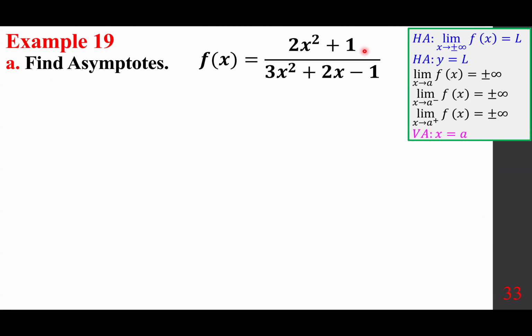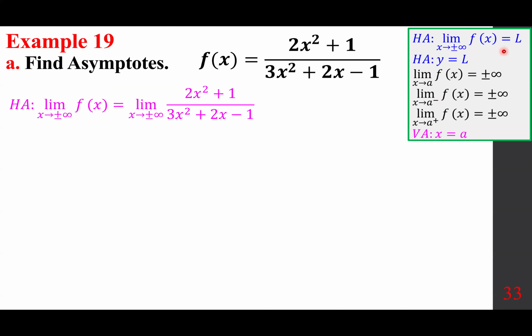F of x is 2x squared plus 1 over 3x squared plus 2x minus 1. We want to find the asymptotes. Horizontal asymptotes, you have to take the limit as x approaches plus minus infinity. I'm going to discuss it from the point of view of pre-calculus in a moment. Remember, if the limit of f of x as x approaches positive or negative infinity is L, then that becomes a horizontal asymptote, and VA, if the limit as x approaches a from the left or right is negative or positive infinity.